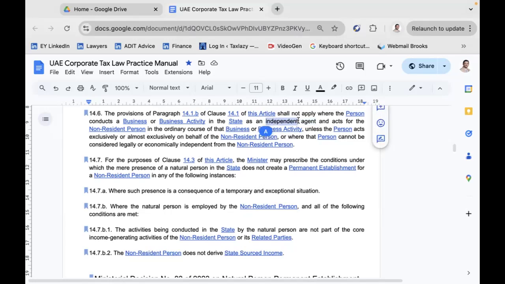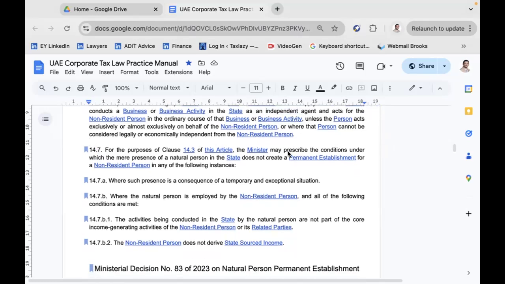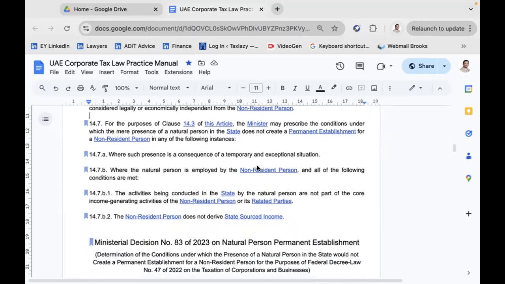So the agent who's doing business independently means he is not dependent on that particular company to pay him. So he's not commercially, not financially, not economically, not legally dependent. If that is the case, then that agent who's doing business on behalf of the person will not be deemed as a dependent agent. We need to remember this. What else is there? That's about it, where such presence constitutes a temporary exception.